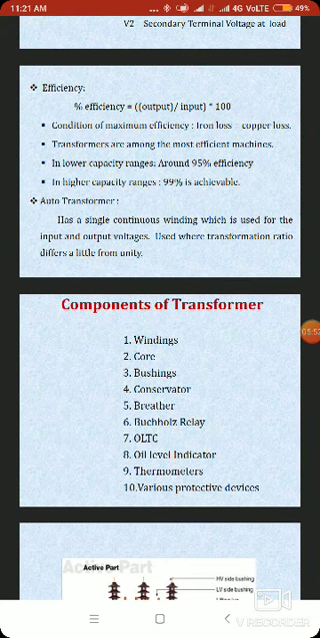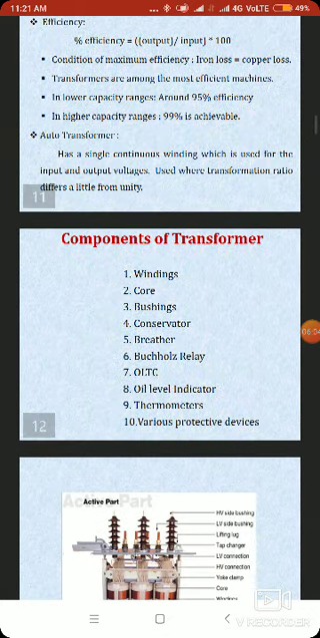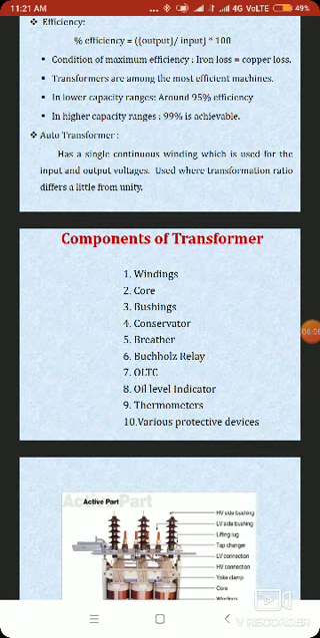Now let's come to the components of a transformer. In the transformer we have the windings, then the core, then the bushings, conservator, breather, Buchholz relay, OLTC, oil level indicator, thermometers, and various protective devices.